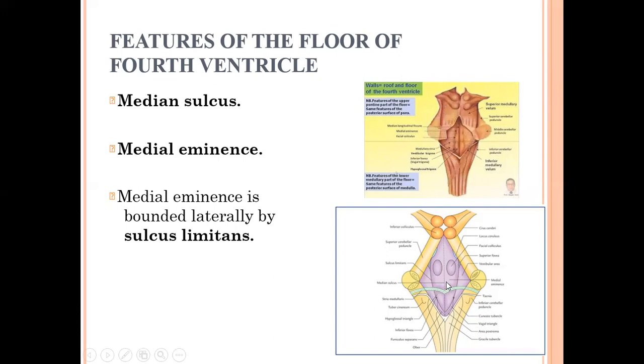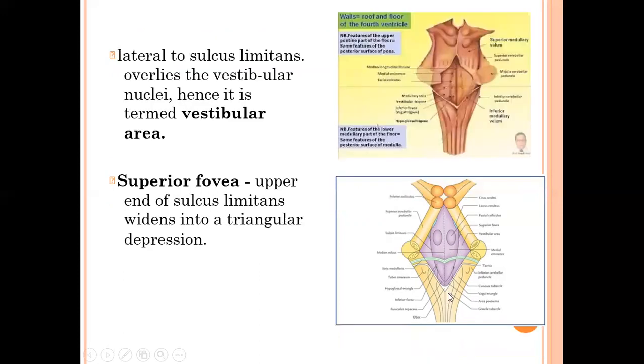This is the median sulcus, and lateral to the median sulcus we have the medial eminence. The medial eminence is bounded laterally by the sulcus limitans. This you can see. All should practice this diagram. The floor of the fourth ventricle is very, very important from the examination point of view. So the median sulcus divides the floor into two symmetrical halves. On either side there is a longitudinal elevation known as the medial eminence, bounded laterally by the sulcus limitans.